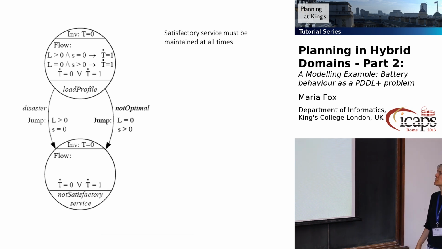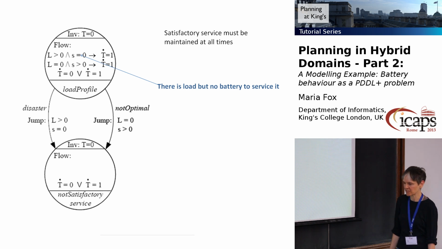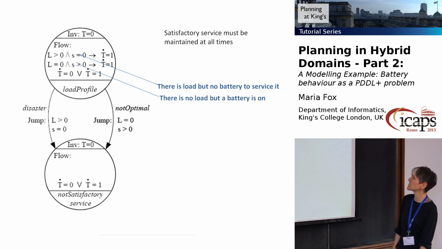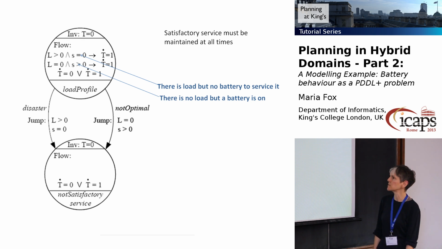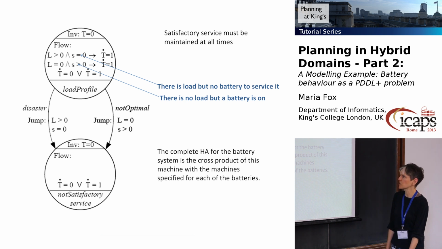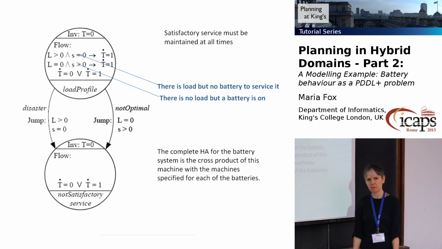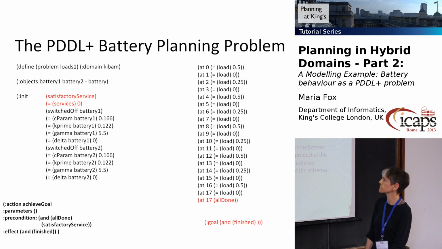So these are the conditions triggering a non-zero time slip. The first one is where there's load but no battery to service it. So in that case the battery has died. And the other case where there's no load but a battery is on, and in that case we have a non-optimal assignment of the battery because it's not servicing any load. And in those two cases, T dot becomes 1, and then we're forced to exit the state that we were in in the battery part of the model. So the complete hybrid automaton for the battery system is the cross product of this machine with the machines describing the behaviours of the individual batteries.